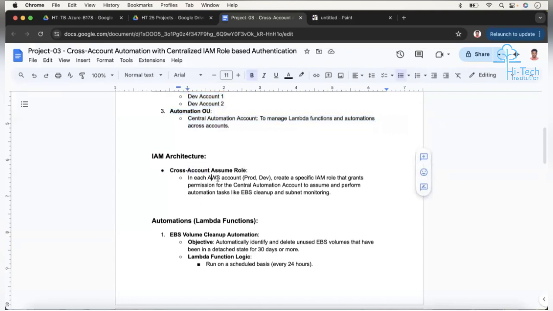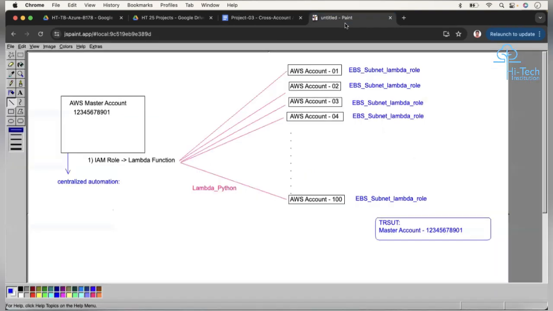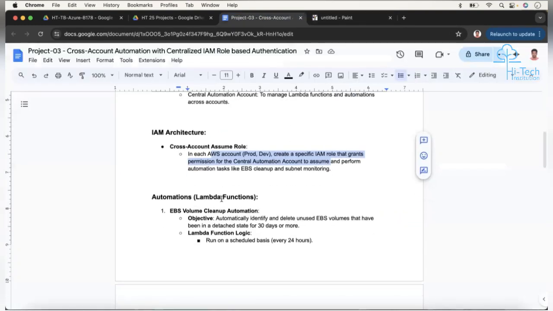So, IAM architecture, cross-account assume role. In each AWS account, prod and dev, you create a specific IAM role that grants permission to the centralized automation to assume and perform the EBS volume and subnet monitoring tasks. What they're trying to say is, as I mentioned, in all 100 plus AWS accounts, you need to create an IAM role. I created it with the name AWS subnet Lambda role. Once you create it, enable the trust and add the necessary IAM permissions. If you do that in the AWS account using that role, we will be able to authenticate from the serverless Lambda service with the programming language Python. That is the action plan.